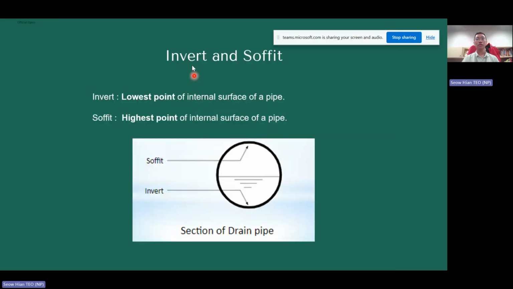So, invert and soffit, right? Soffit is basically a section of the drain pipe, and you can see that it is internal. So the lowest point is called the invert, and the highest point is called the soffit. These are the two surfaces, the internal surfaces of the pipe.